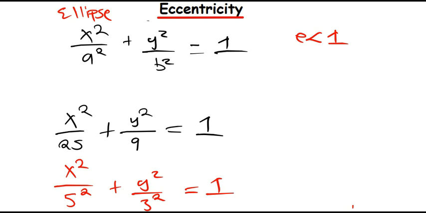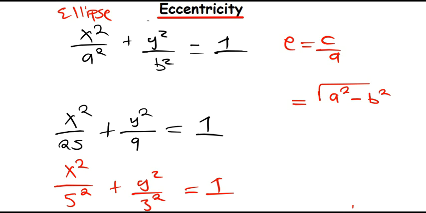So therefore our eccentricity here is c over a. Now our c in this case, there's an addition there, so let's put a subtraction. So we're going to have the square root of a squared minus b squared, over a.